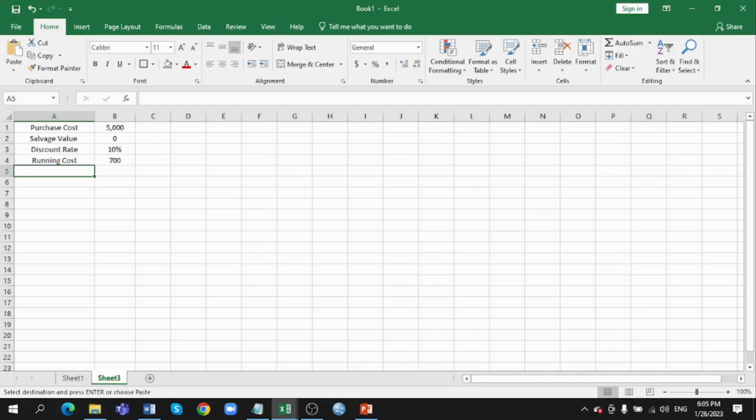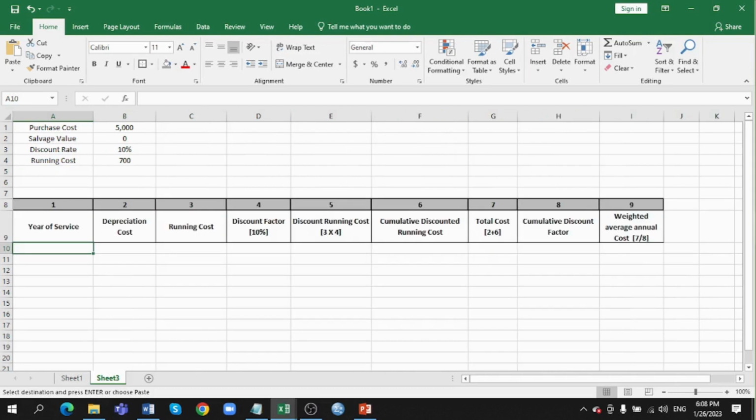Next up is we're going to make 9 columns. So for the first column, we have our year of service. The second one is for the depreciation cost. The third is for your running cost. The fourth is for the discount factor, which is 10%. The fifth column is for the discount running cost. We have your 3 times 4. I will be explaining later on what this one means.